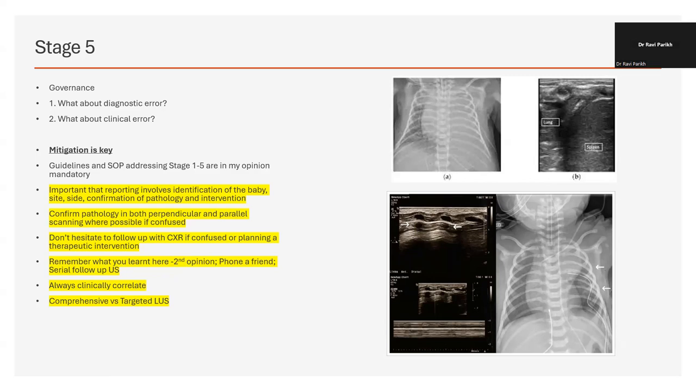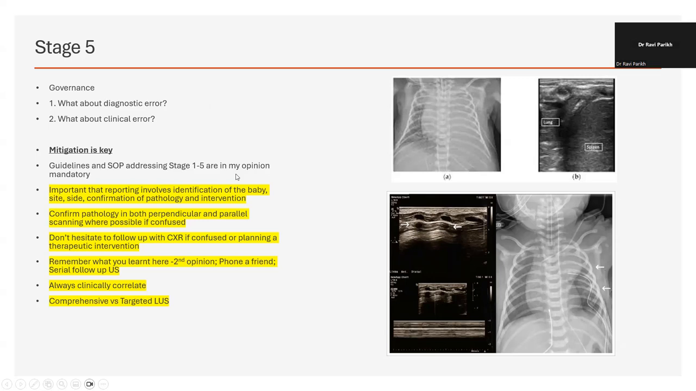You know, a 23-weeker where you're worried about RDS, anterolateral scanning, if you start doing comprehensive scans, 60 images, the amount of handling that you're going to give that baby is not going to be good for the baby. So really what I'd say is diagnostic error and clinical error can happen because you're either not following protocols, you're not implementing the training that you've got.